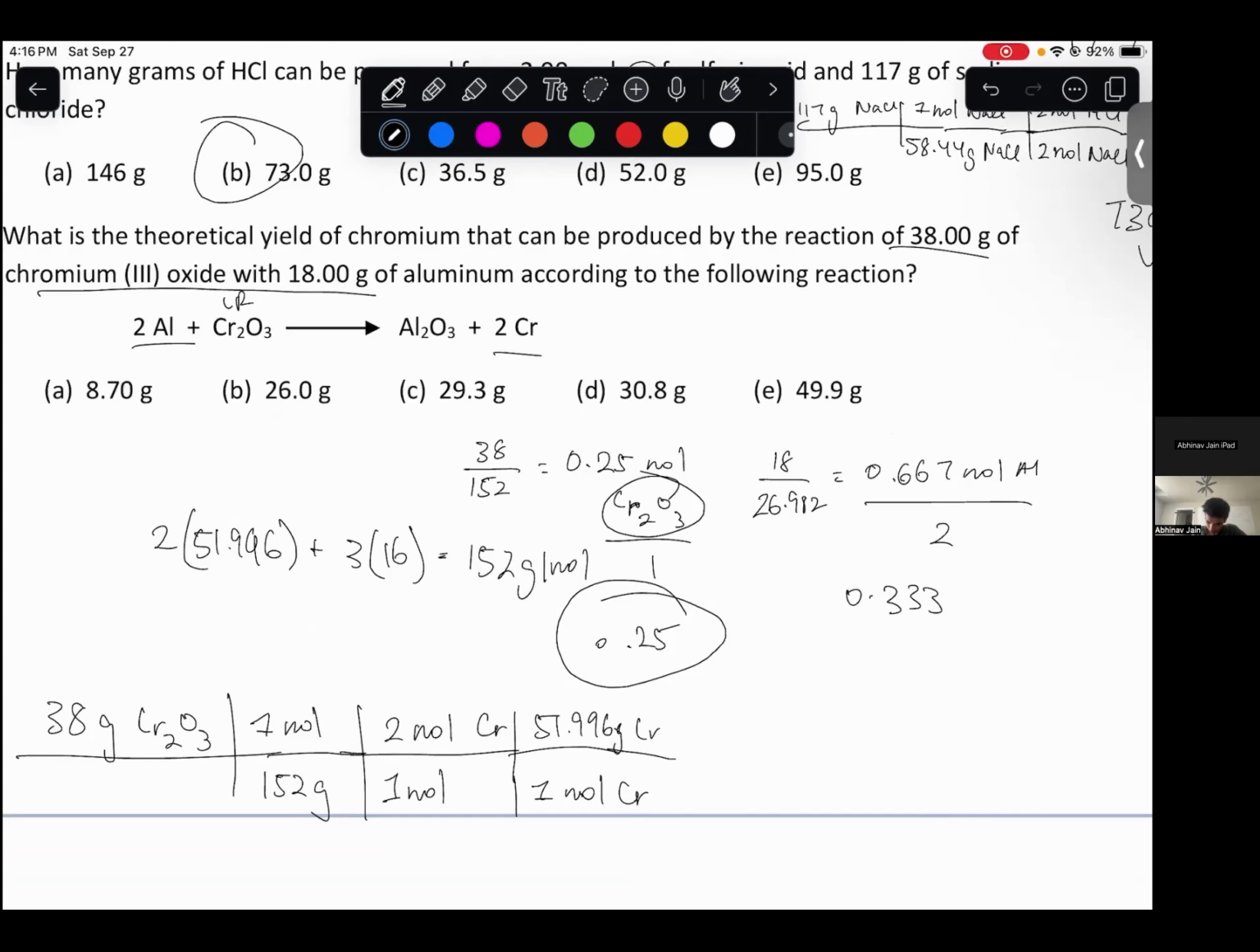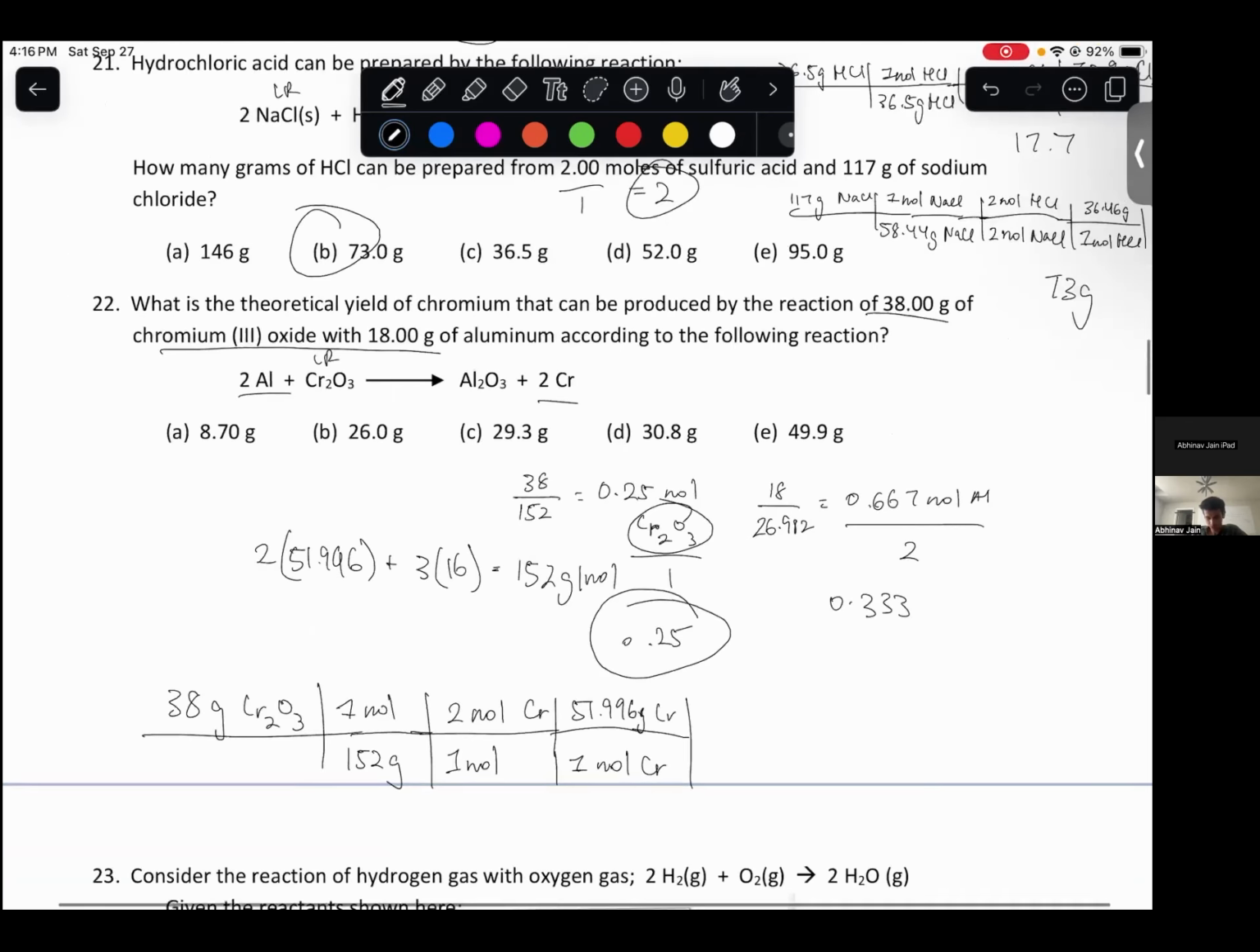So now we're in the correct unit. So let's multiply out: 51.996 times 2 times 38, divided by 152. It's going to be around 25.98 grams. So we can say that's around 26 grams. So the answer is B.